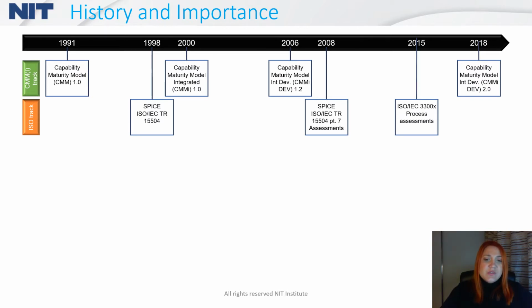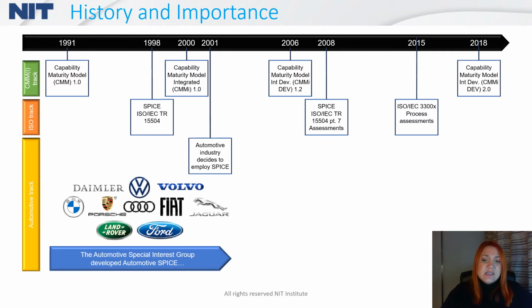After 7 years, a new standard appeared, ISO 3300X, which was basically only explaining the assessment parts. All the standards were triggered by big OEMs, which formed the Automotive Special Interest Group, who developed the first version of SPICE for automotive in 2005. The latest version, which is the scope of this course, is version 3.1, and it was developed in 2017.